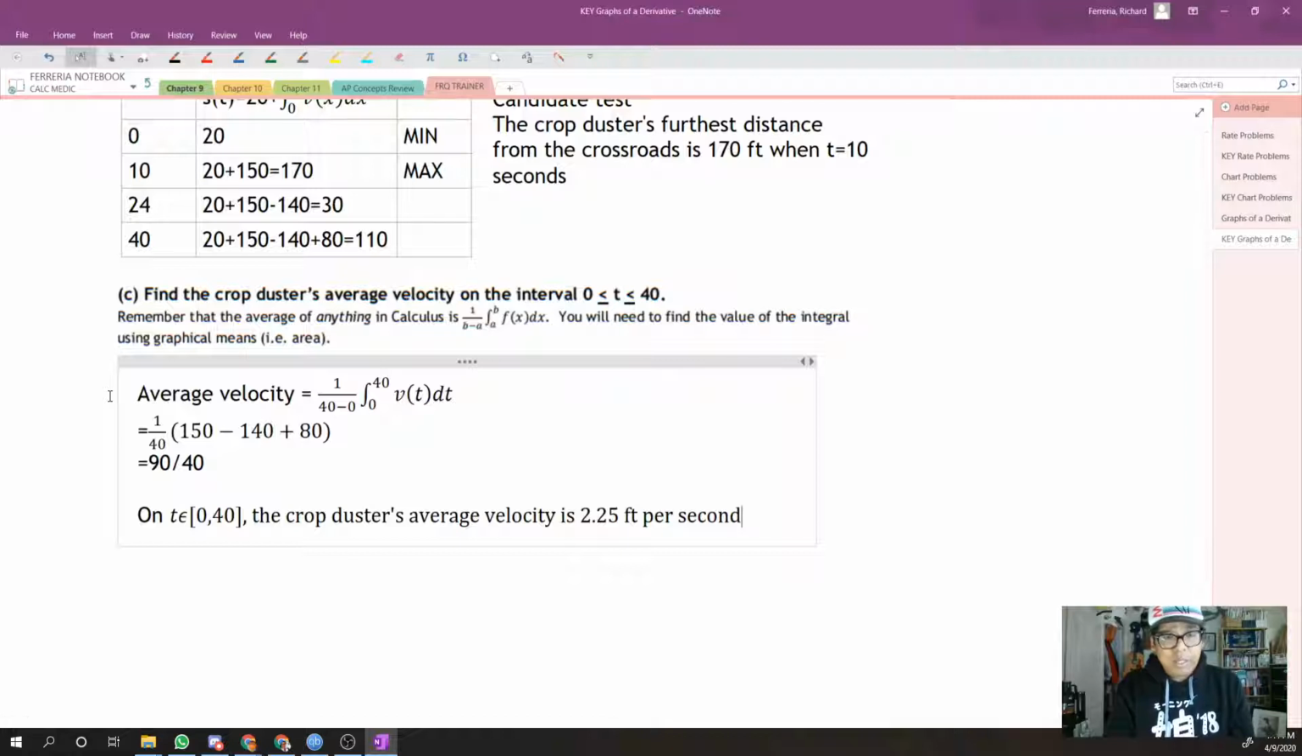So on t from 0 to 40, the crop duster's average velocity is 2.25 feet per second. Naturally, you could have left that as 90 over 40 or 9 over 4. Anything that is equivalent to the correct answer will be considered correct. So if you're in the non-calculator section, and you don't want to make an arithmetic error, don't make an arithmetic error. Just leave it as a fraction that is unsimplified.